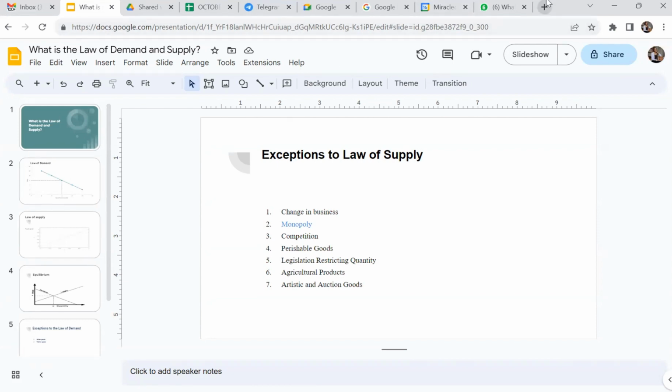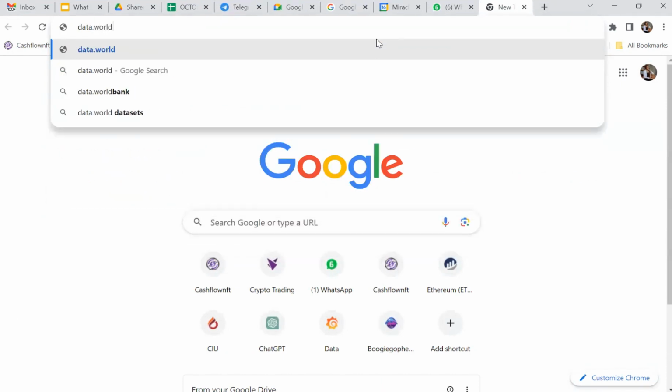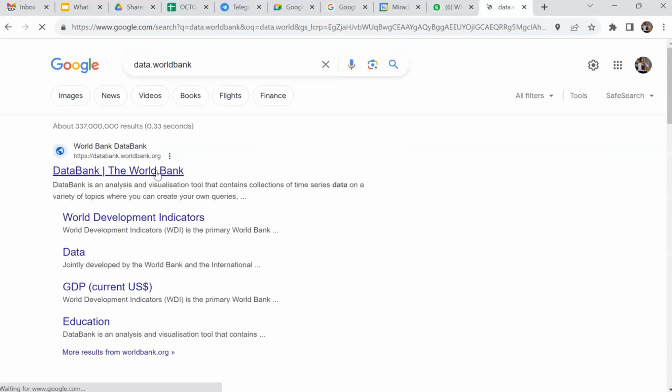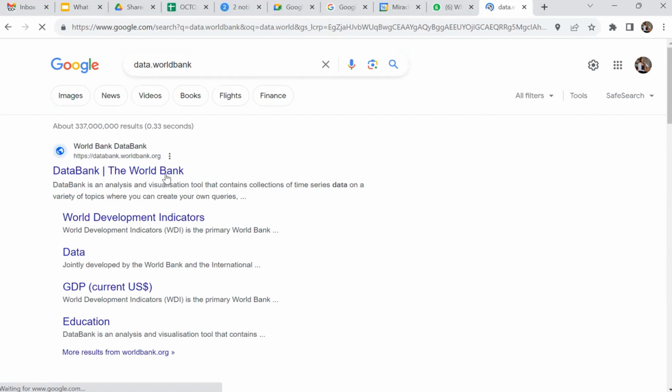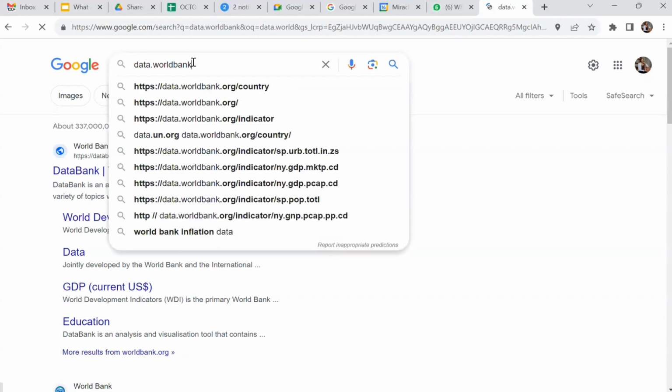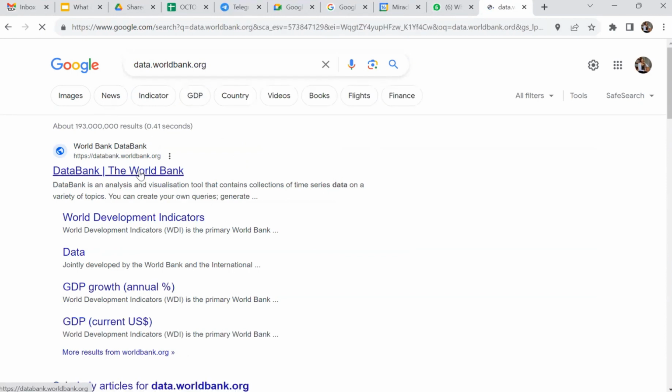So let me show you as I'm sharing my screen. We can go to data, World Bank. There's a little bit of a problem on the network, but as you see, you can search data.worldbank.org. It's the same thing. So I'll show you if this comes.